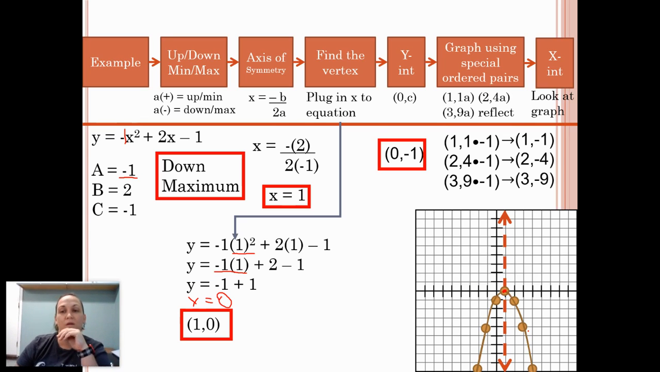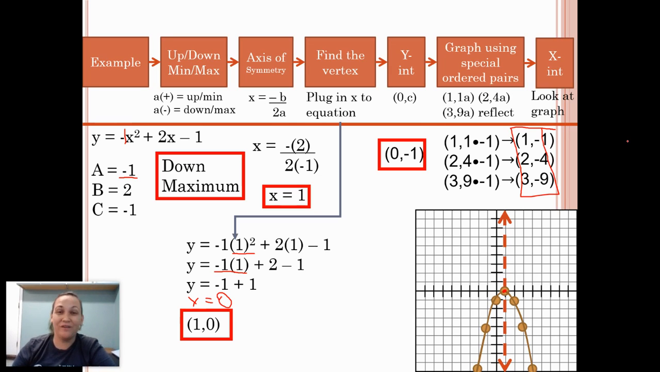Notice again that my special ordered pairs changed in this problem because my a was negative 1. I do want you to get into the habit of writing down your new special ordered pairs.